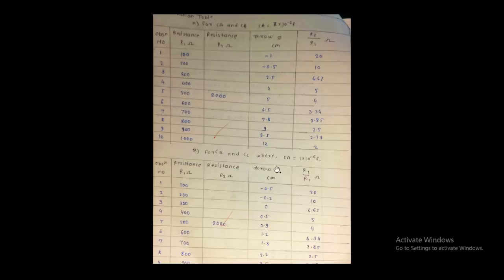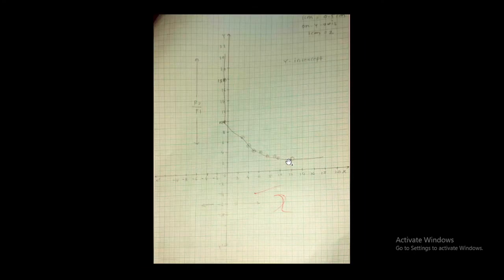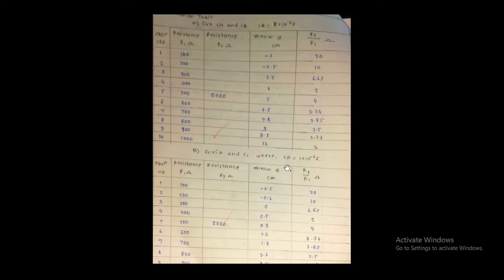For the respective combination Ca Cb we have to plot the graph. For the combination Ca Cc we have to plot the graph. From both the graphs we have to take their intercepts, and by putting those intercepts in the respective formulae we do the calculation. In comparison with known Ca equal to 1 microfarad, Cb will be equal to 1.12 into 10 to the power minus 6 farad, and Cc will be equal to 1.49 into 10 to the power minus 6 farad.